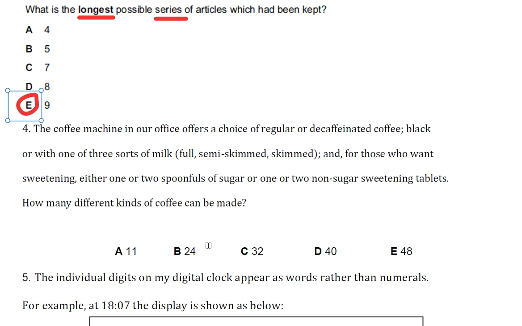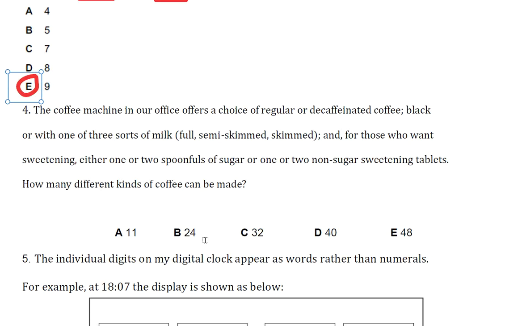All right, this one is another one that a lot of students have trouble with because it's the logic within it. All right, the coffee machine in our office offers a choice of regular or decaffeinated coffee, black, or with one of 3 sorts of milk, full, semi-skimmed, skimmed. And for those who want sweetening, either 1 or 2 spoonfuls of sugar or 1 or 2 non-sugar sweetening tablets. How many different kinds of coffee can be made? And you have the choices here.